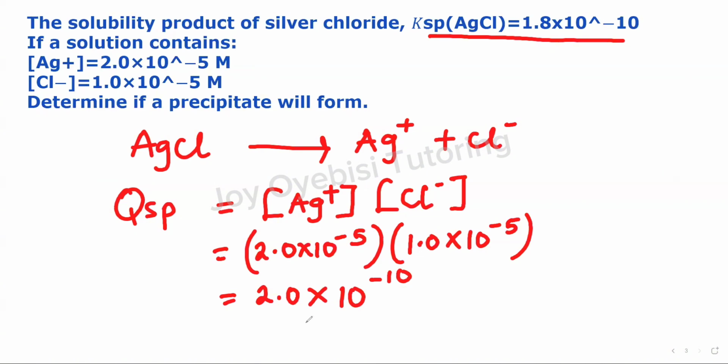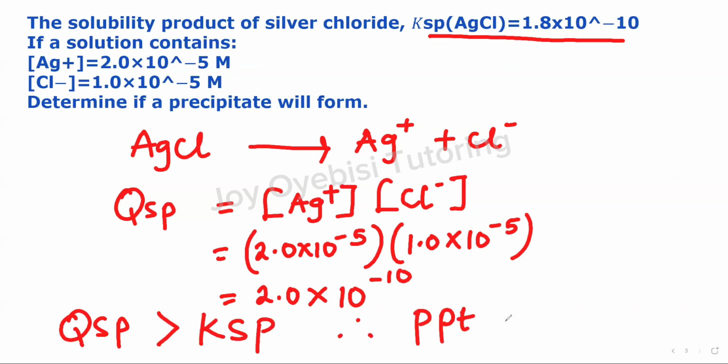Now, comparing the values, we can see here that the KSP is less than the QSP. So we would say QSP is greater than KSP, therefore precipitates will form. And that's your conclusion. I hope this helped you.